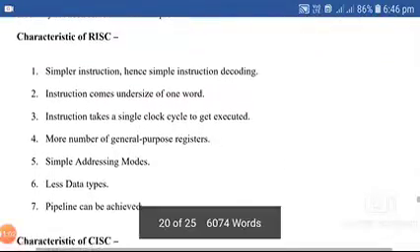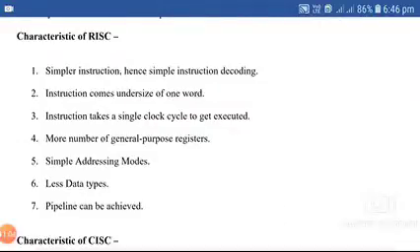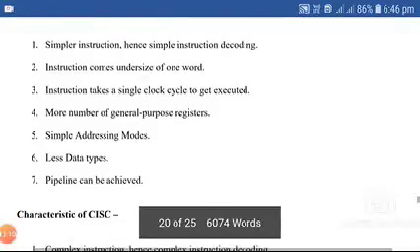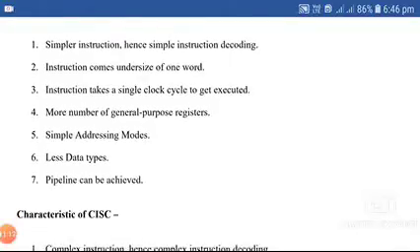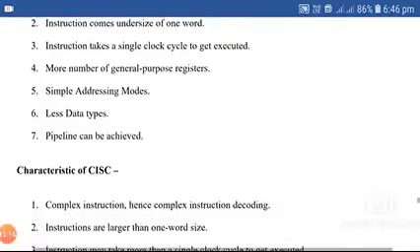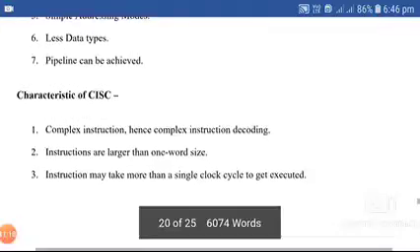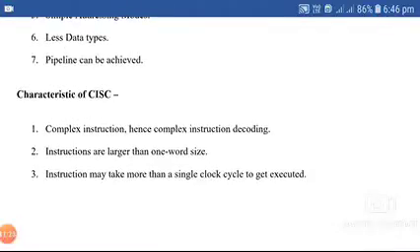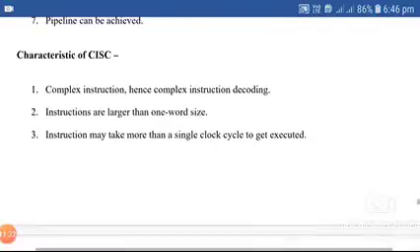Characteristics of RISC: simple instructions, hence simple instruction decoding. Instruction comes under the size of one word. Instructions take a single clock cycle to get executed. More number of general purpose registers. Simple addressing modes. Fewer data types. Pipelines can be achieved. Next we are going to see the characteristics of CISC.